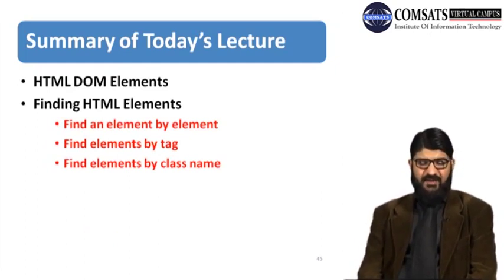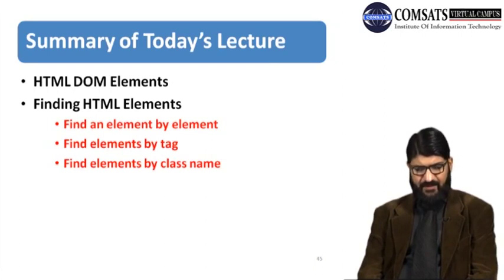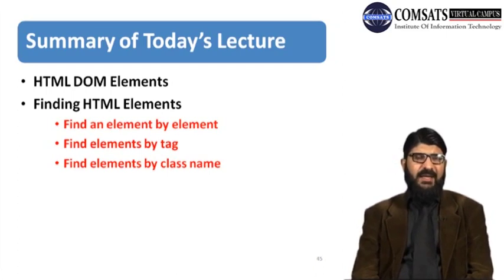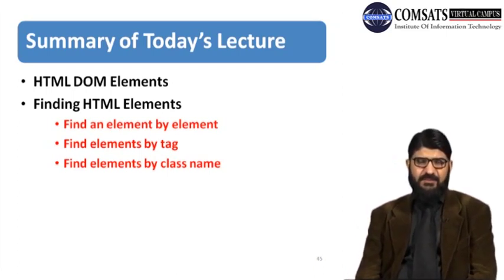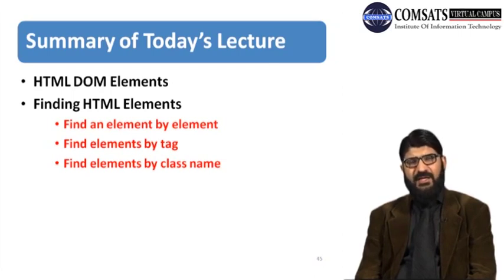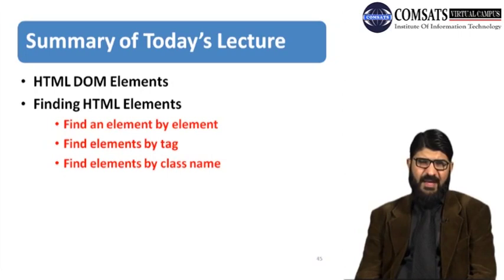Then we have discussed that there are different ways to find the HTML elements. One of the most common ways to find an HTML element is by using the getElementById function. The getElementById function takes the parameter of ID, and with the help of ID you can find the necessary web element which you want to process.